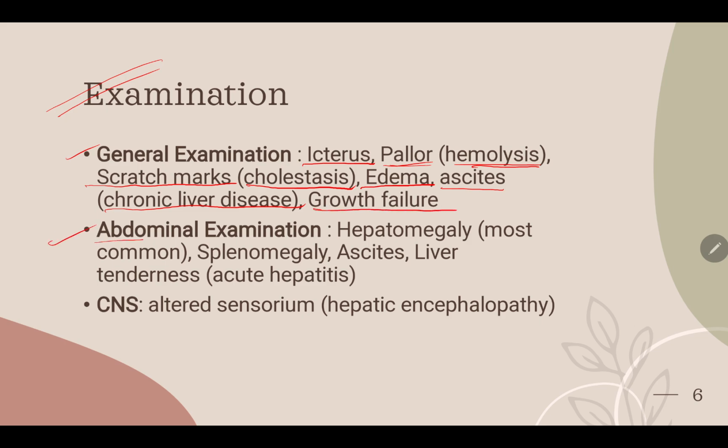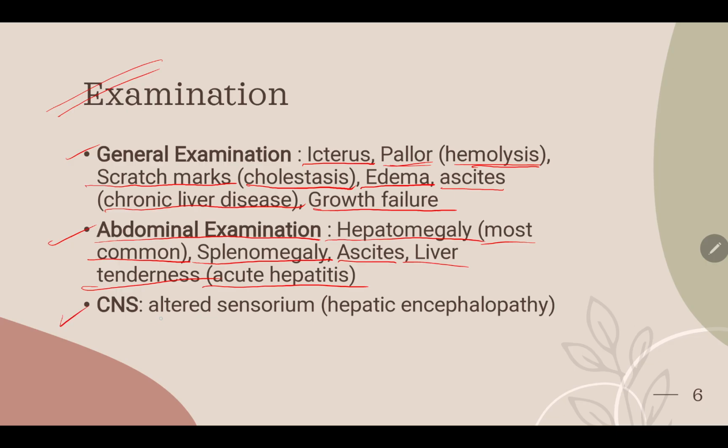Also, we have abdominal examination. So this is very important. Abdominal examination means you can get hepatomegaly, which is the most common feature of jaundice. Once it turns conjugated and goes on for more, chronic hepatitis or something like that. Then splenomegaly can also be there associated with hepatomegaly. Then ascites, and liver tenderness because of acute hepatitis.